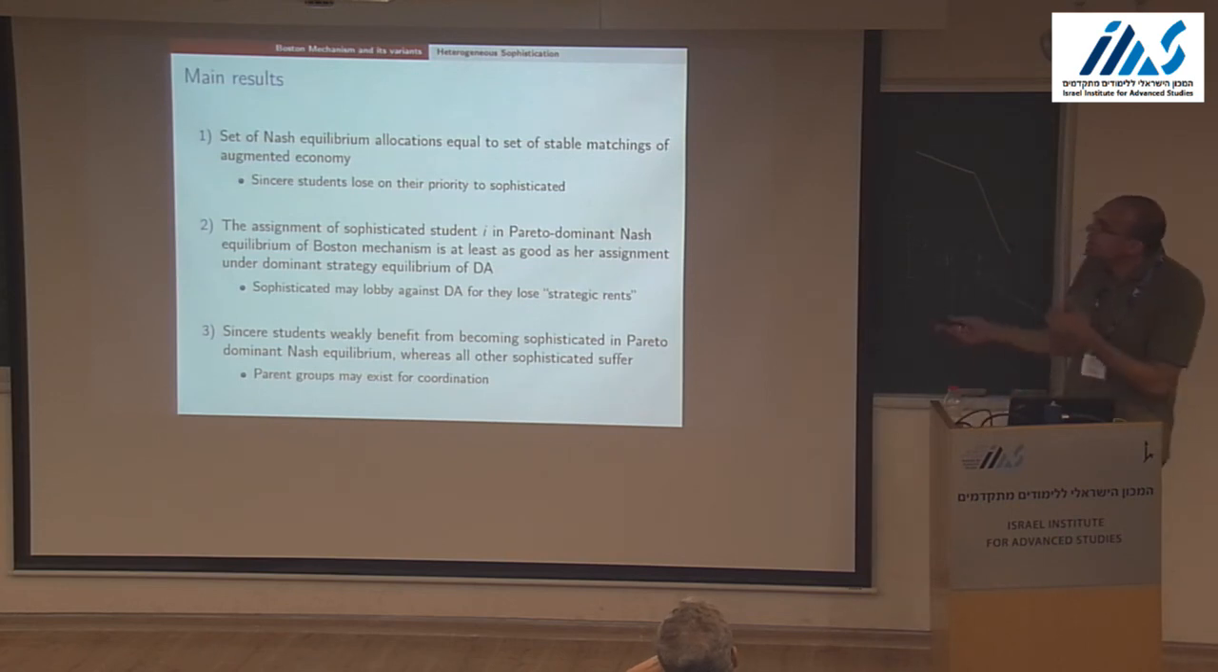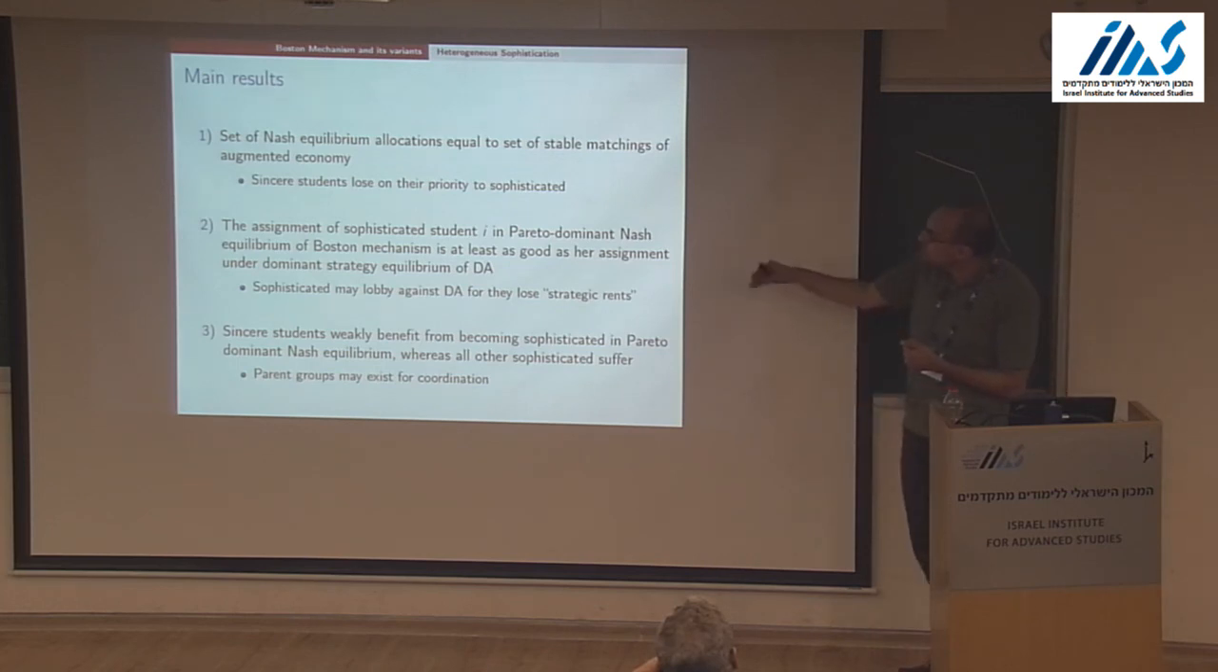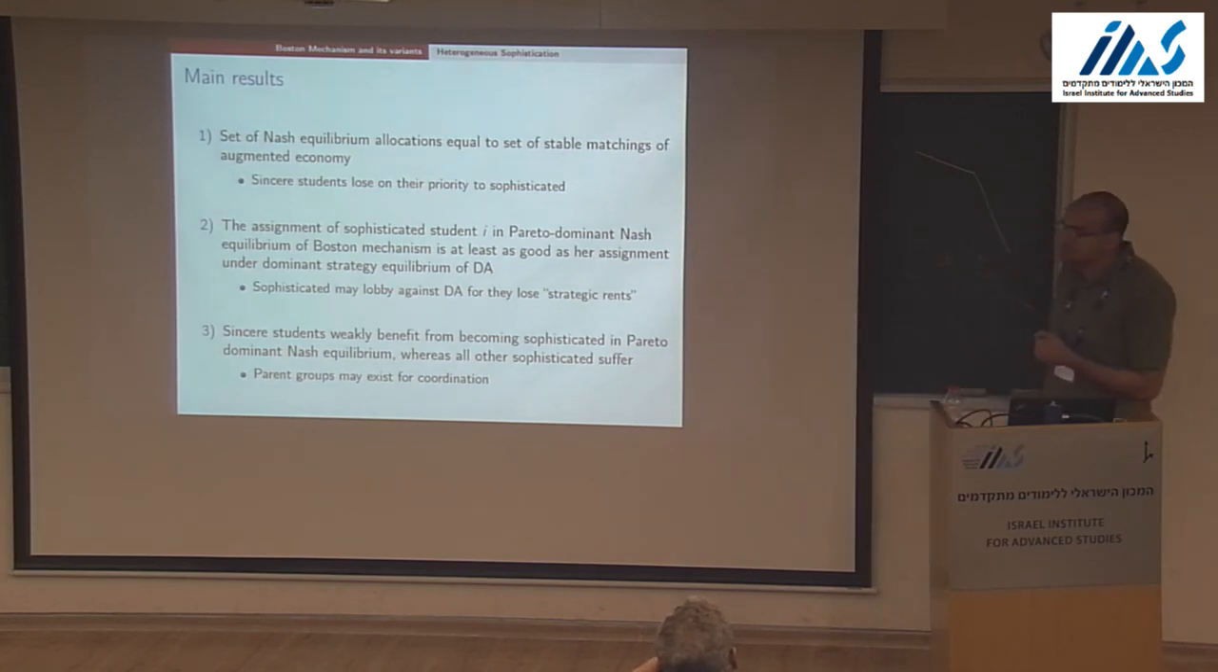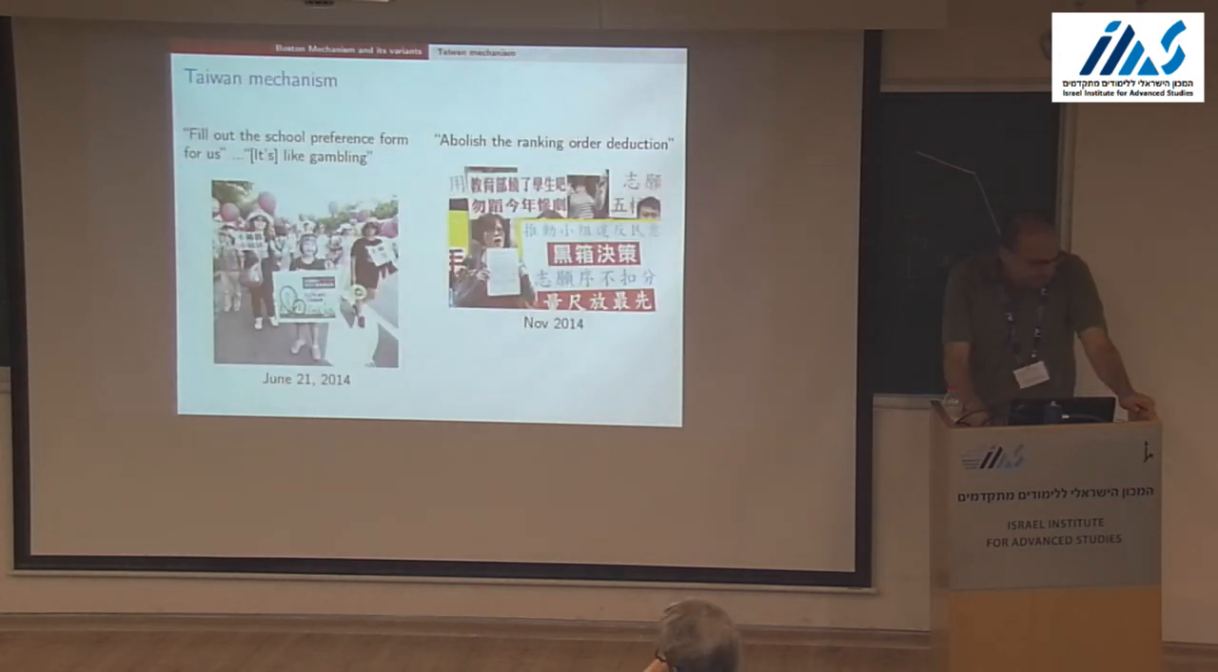Now, this is a model. I think Nikhil is going to talk a little bit more about data and what we actually know about these issues. How important is this trade-off between sophisticated and unsophisticated students? Exactly what are the welfare implications of the Boston mechanism? Is it really so bad in practice? Let me spend, I'm almost out of time.